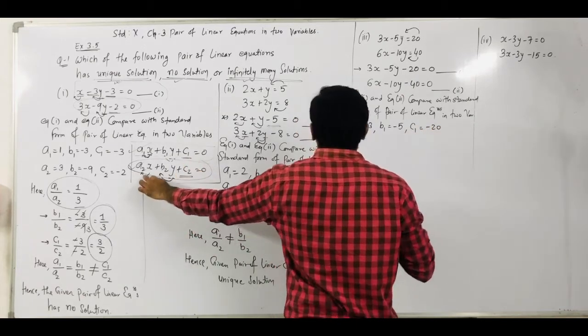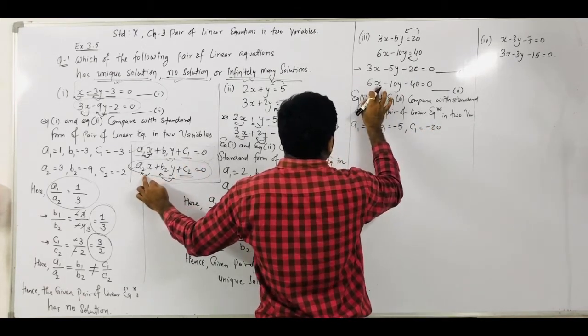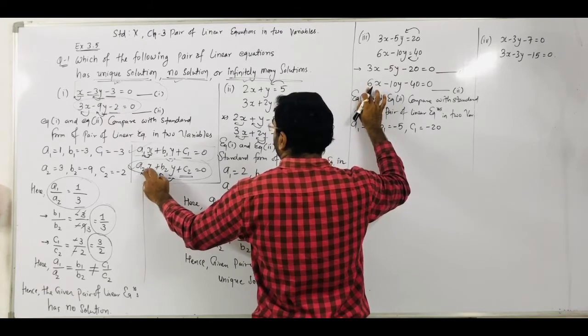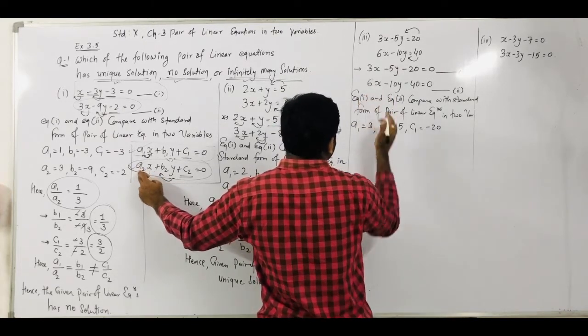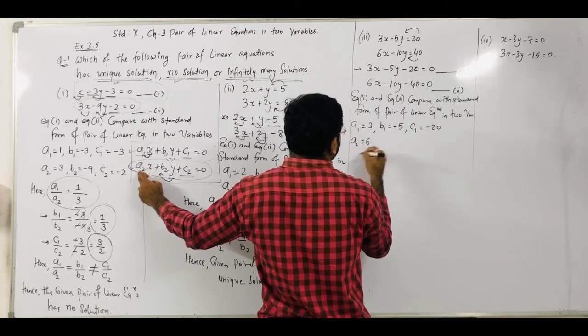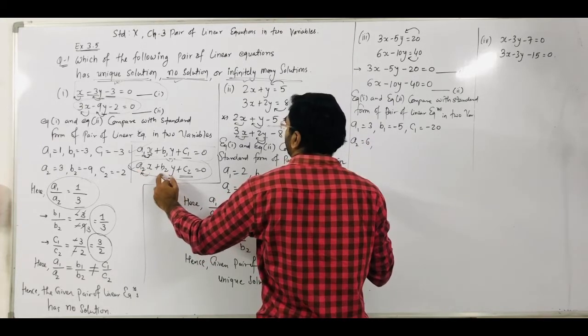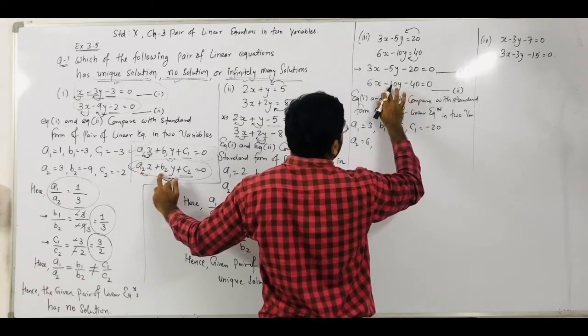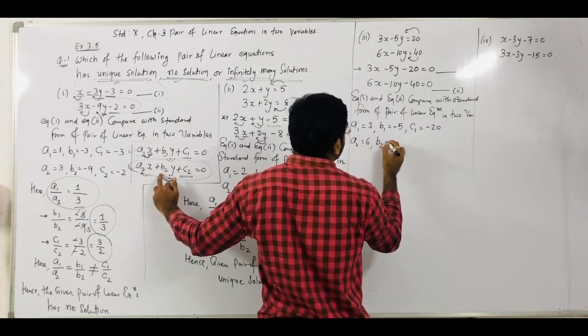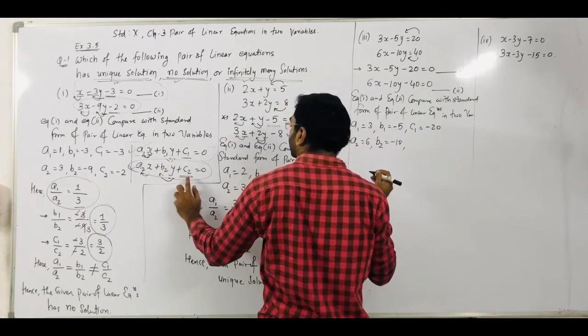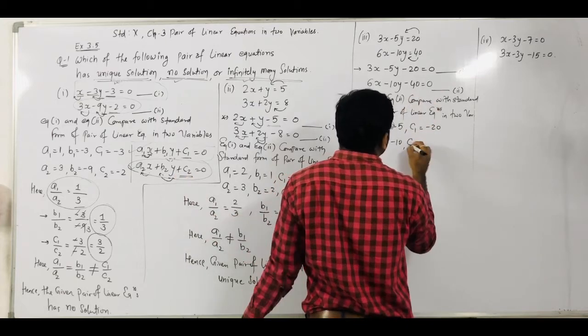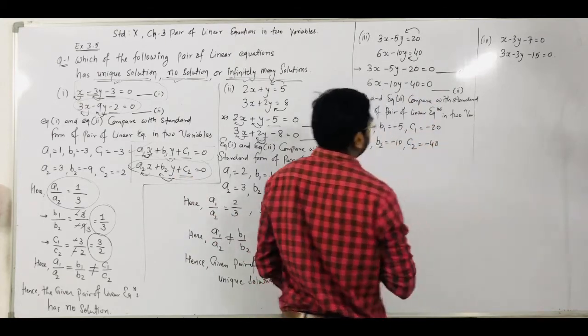Now here in the second equation's comparison, the x coefficient in standard form is a2. Here it is 6. So we can say a2 is equal to 6. The y coefficient in standard form is b2. The y coefficient in the given pair of linear equations is minus 10. So b2 is equal to minus 10. And c2, the last constant term, is 40.